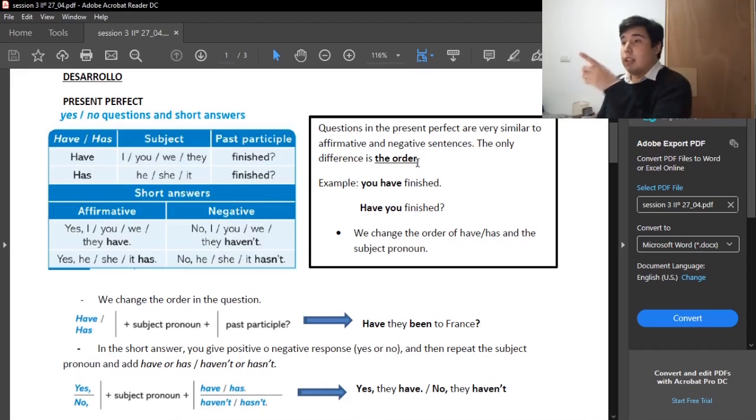What does it say? Questions in the present perfect are very similar to affirmative and negative sentences. The only difference is the order.